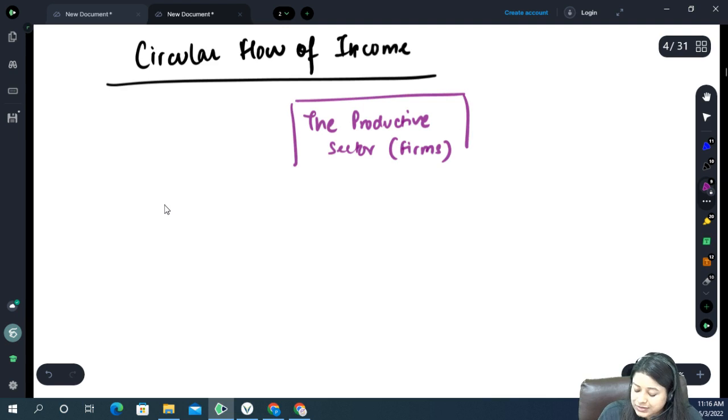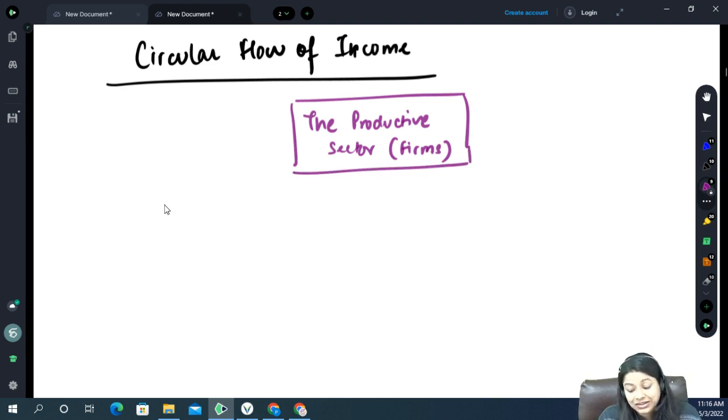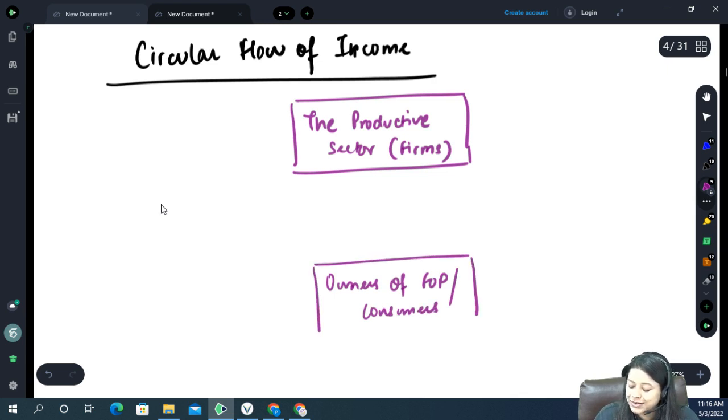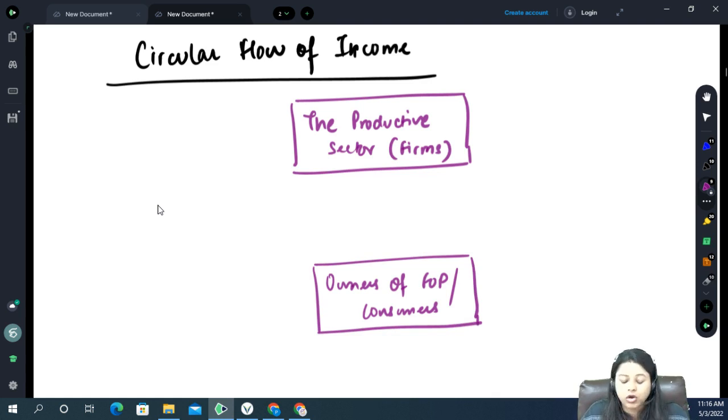And the second one is your consumers, or generally the consumers are households, the owners of factors of production. Well, generally we don't call them households, it's not a good word actually. So, owners of factors of production or consumers, and there is the productive sector, who are the firms.